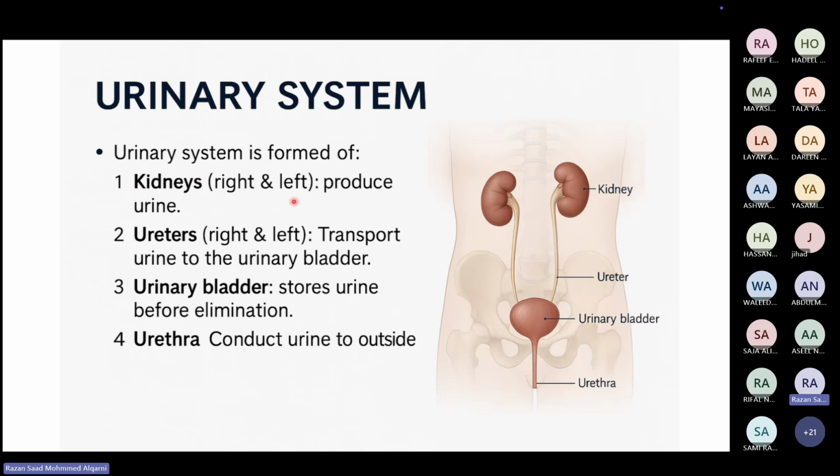The main function of it is to produce the urine. Then the ureter, which is also right and left, is connected to the corresponding right and left kidney, and is going to transport the urine from the kidney to the urinary bladder. Then finally the urinary bladder, which stores the urine before the elimination, and finally the urethra, which is the last part of the urinary system to conduct the urine to the outside of the body.